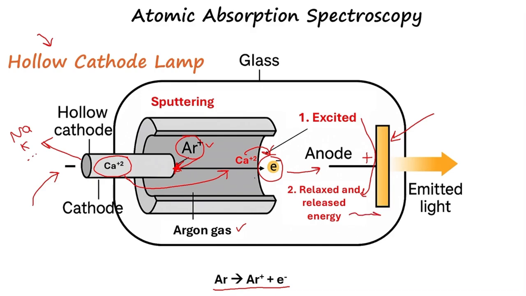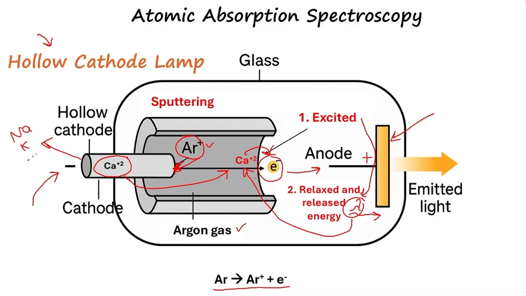When they relax back down to the ground state from the excited state, they release energy in the form of light. And here's the key point. They emit the light at very, very specific wavelengths that are unique to that specific element. In our case, it's calcium.